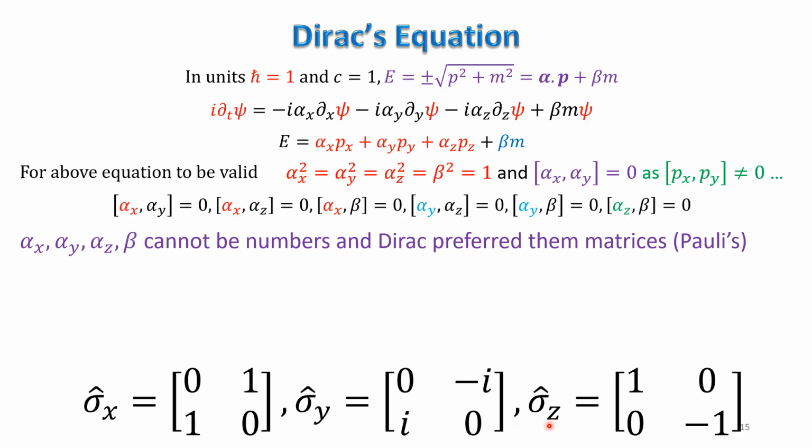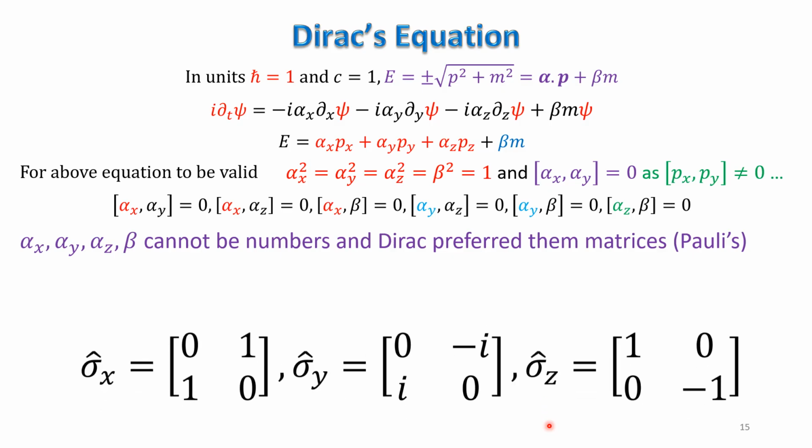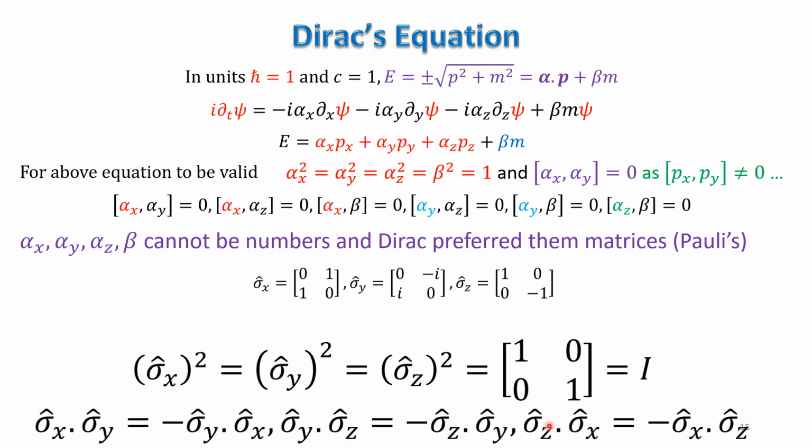Now see the problem. We have alpha x, alpha y, alpha z, and beta. We need 4 matrices, and here we have sigma x hat, sigma y hat, sigma z hat, that is only 3 matrices. So he raised the property of sigma hat x square equal to unit matrix, sigma hat y square equal to unit matrix, and so for the z case, and sigma hat x into sigma hat y is equal to minus sigma hat y.